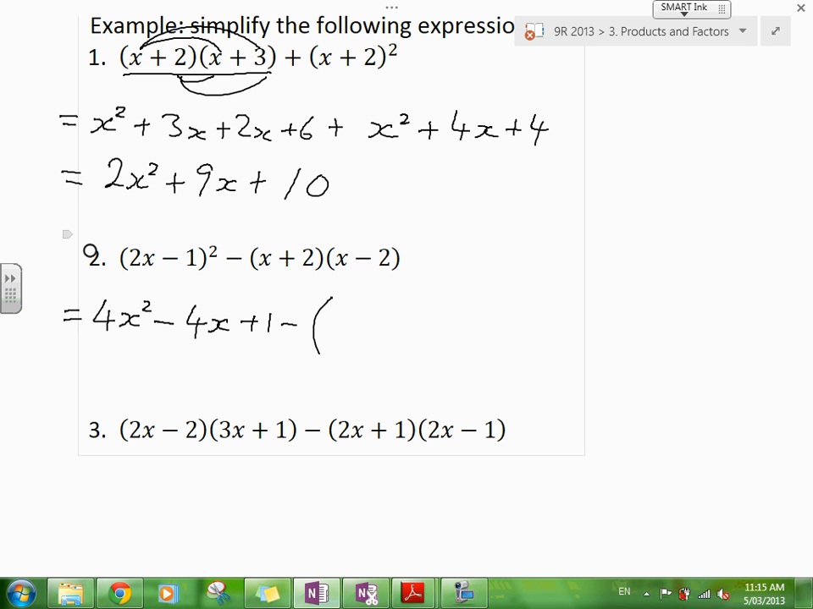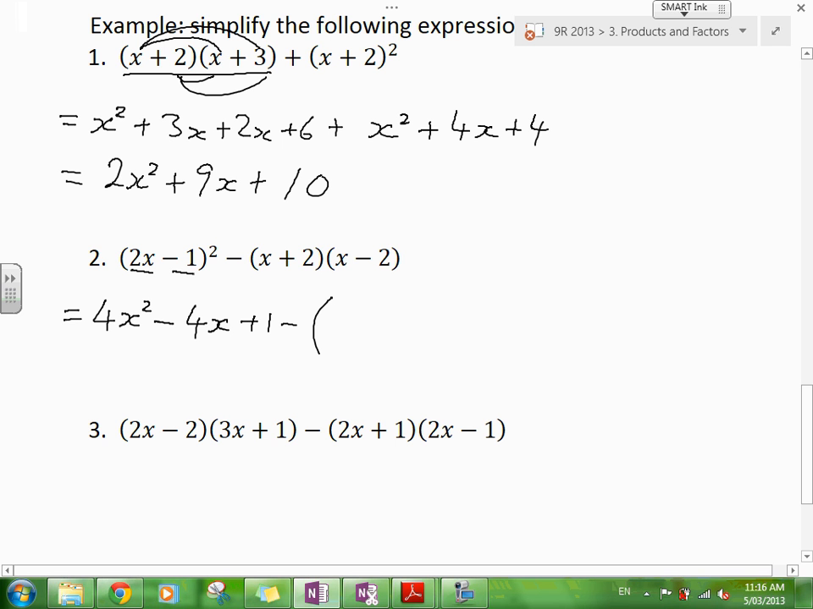So 2x all squared is 4x squared, because you have to square the 2 and the x. You multiply the two together, minus 1 times 2x, and then you double it. Yeah? Okay, now this one.